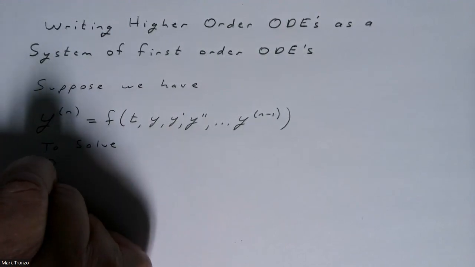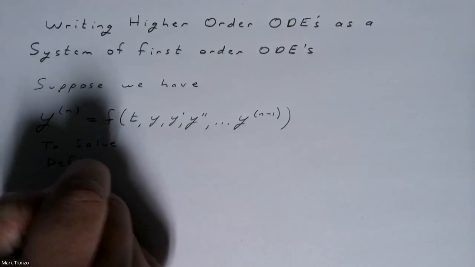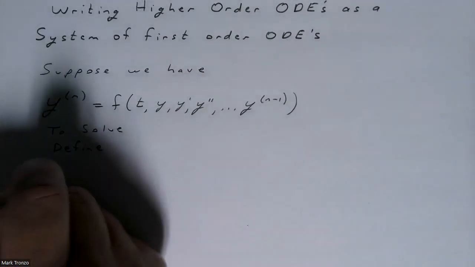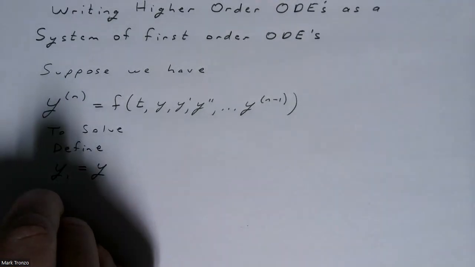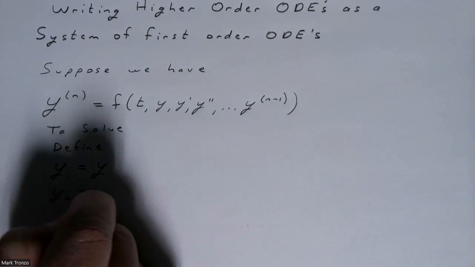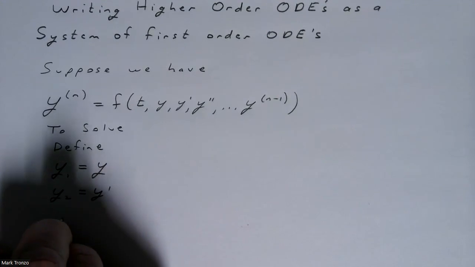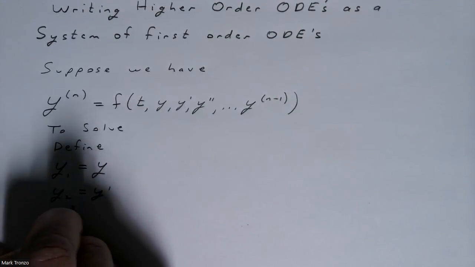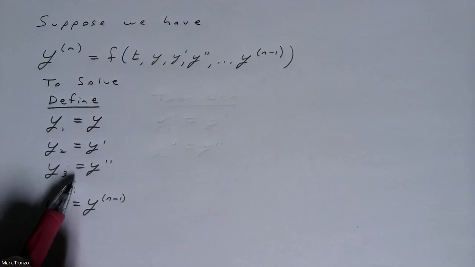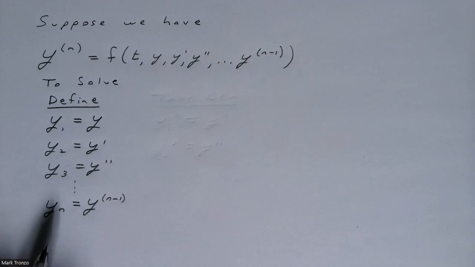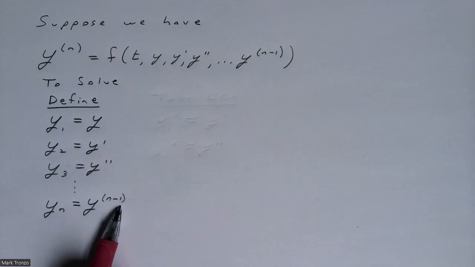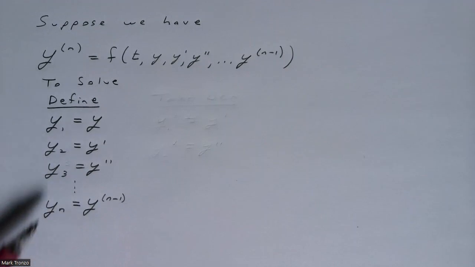let's first define y1 equal to y, y2 equal to y prime, y3 is y double prime, and so on all the way, so that yn is equal to y, the n minus 1 derivative, like this. So we define these this way.